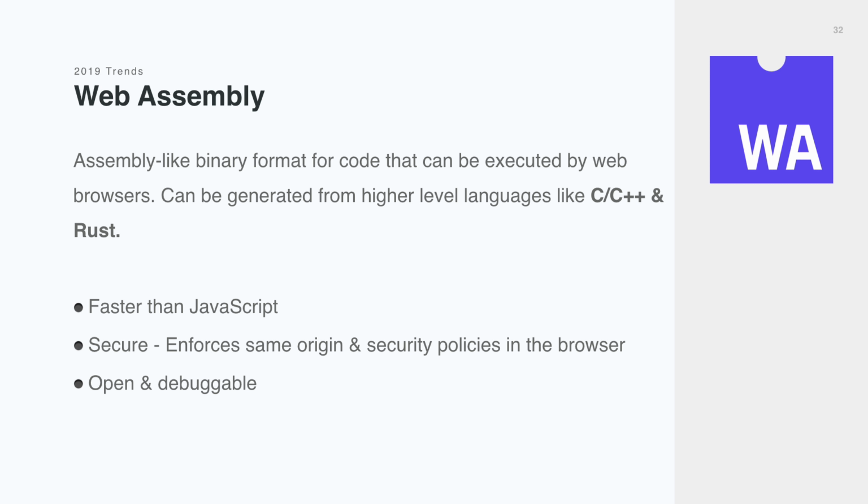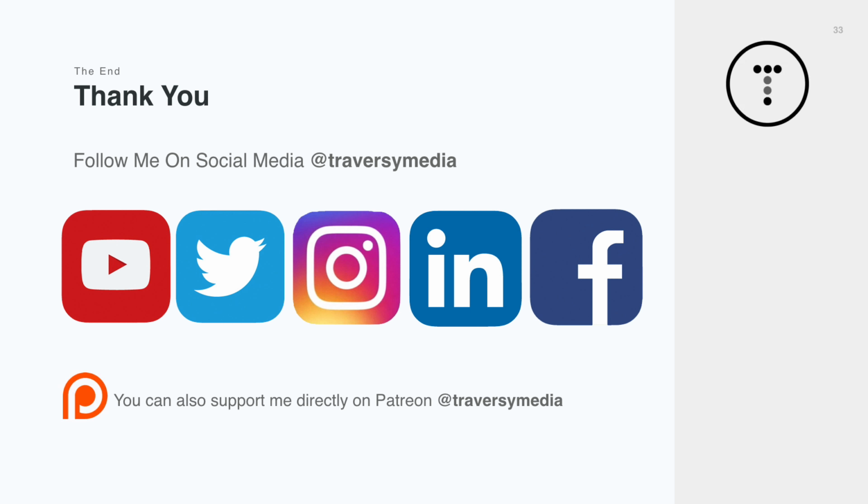So lastly, we have WebAssembly. It's an assembly-like binary format that web browsers can actually execute, and WebAssembly can be generated by languages like C, C++, and Rust. It's supposed to be faster than JavaScript. It's very secure as it enforces same origin and security policies. It's also open and debuggable. It's not closed off where it makes it harder to work with. So some people say it might eventually replace JavaScript, but I really don't think that's going to happen. But yeah, something that you may want to start to learn about.